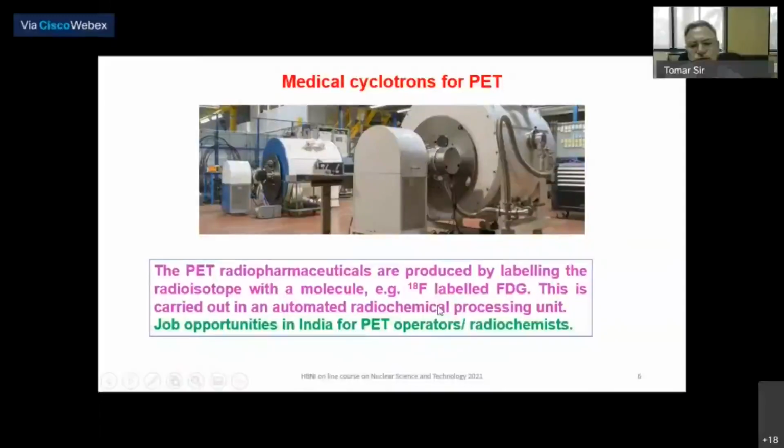In fact, this is one area where there are a lot of job opportunities for PET operators and radiochemists. So those who are looking for a career in nuclear medicine, this is one of the very upcoming areas where there is a lot of requirement in the country.